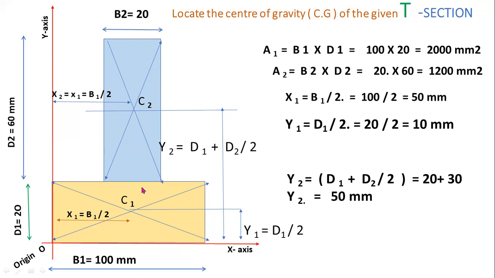In a similar way, x2 equals x1. Here x1 equals b1 by 2. So x2 equals x1 equals b1 by 2, base 1 by 2. You have to add this gap plus half of the base 2, b2 by 2, which equals 10 mm. 10 mm plus this gap, that value equals 50 mm.